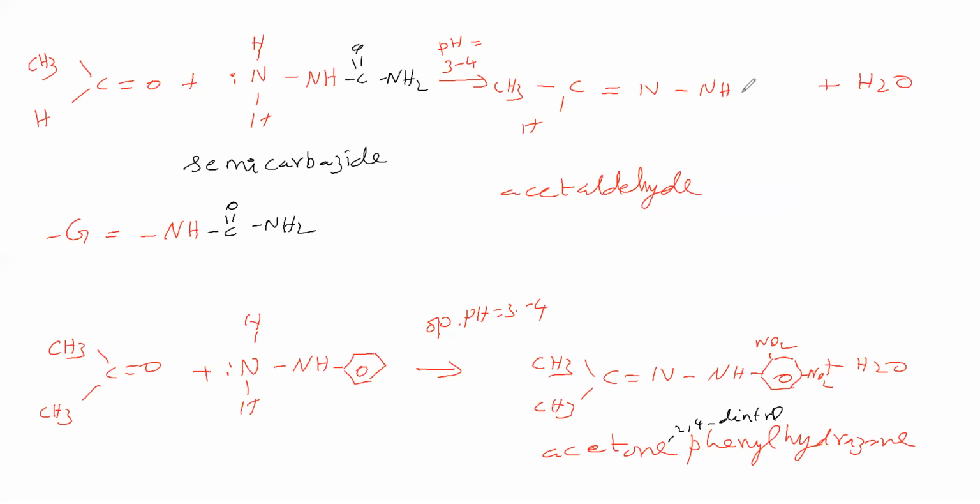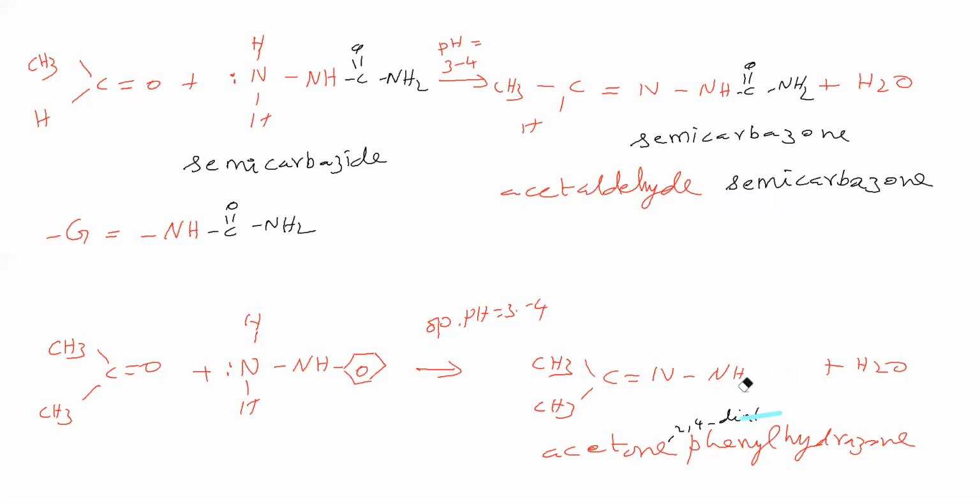So we'll change the G. So G is CONH2, okay, that means NHCONH2. So this is semicarbazone. Acetaldehyde semicarbazone. Here also we will change. So here NHCONH2. It is acetone semicarbazone.